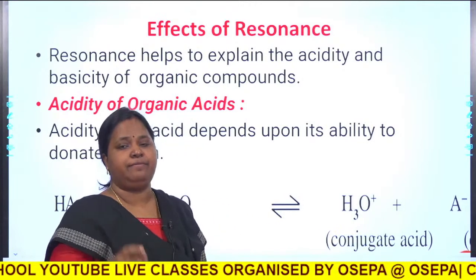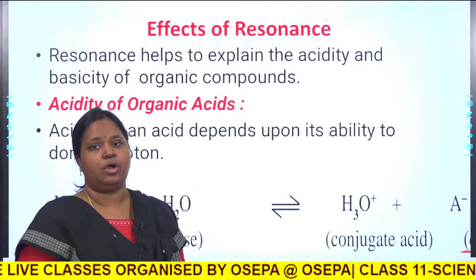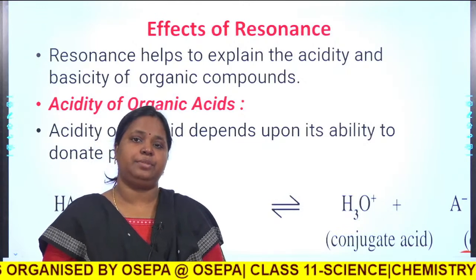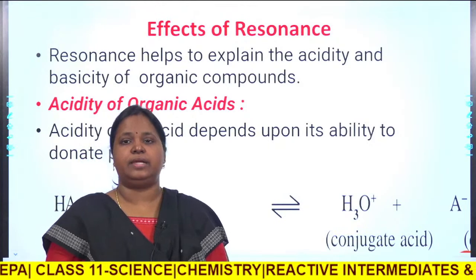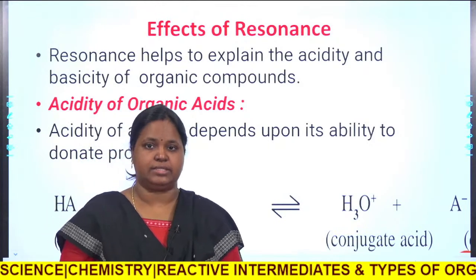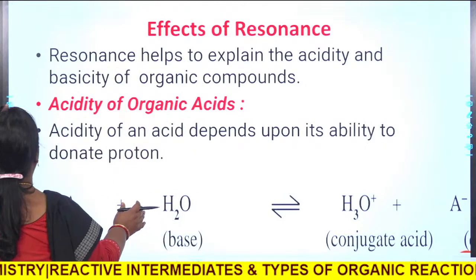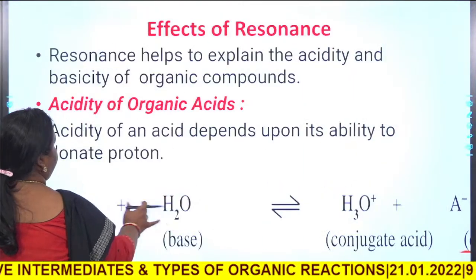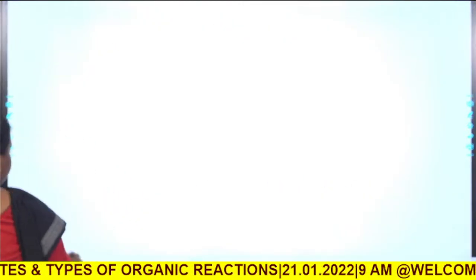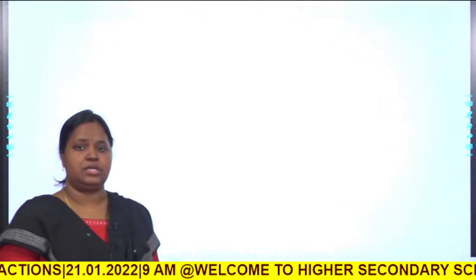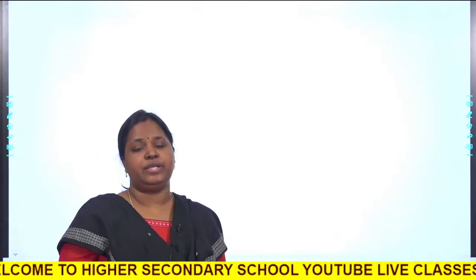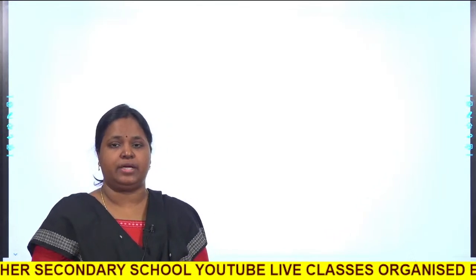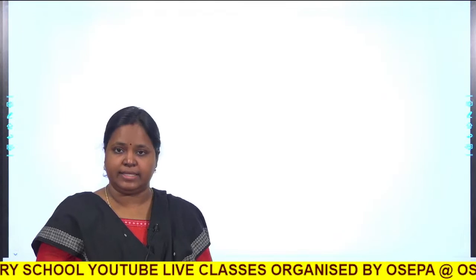So, the effects of resonance can be used to describe the acidity and the basicity of organic compounds. Let us see the case of acetic acid. So, what is an acid? An acid is a substance which can give H plus ion easily. The more easily one can donate H plus ion, the more will be the acidity.